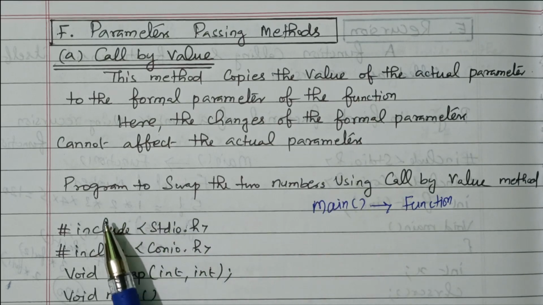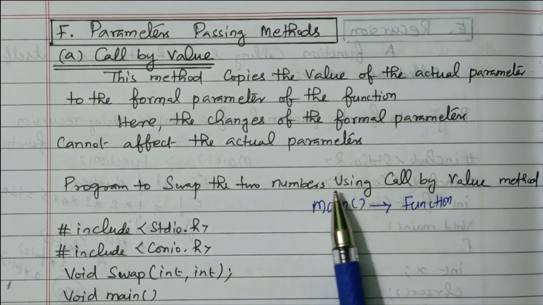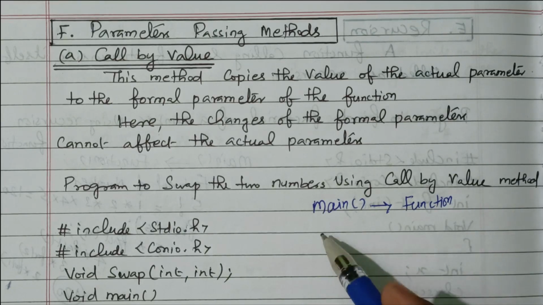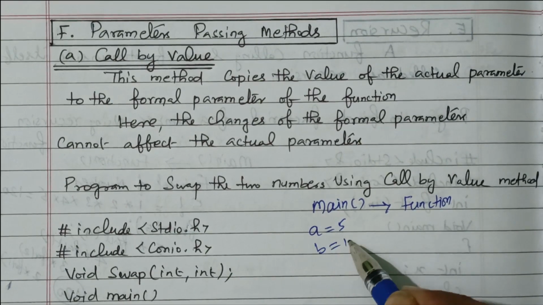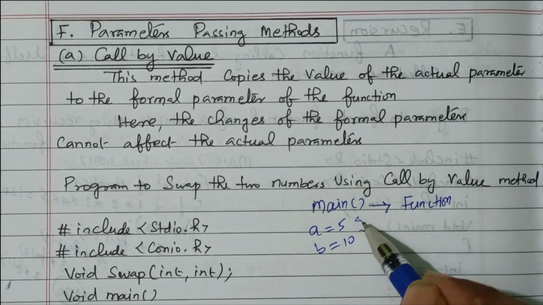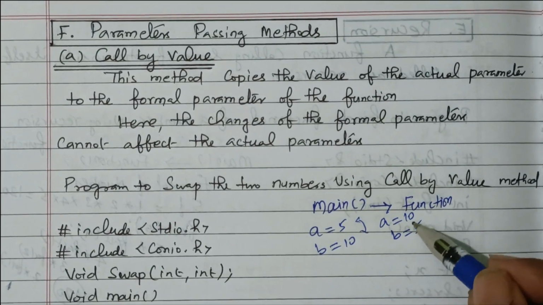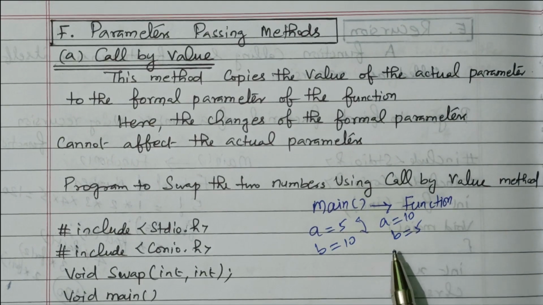Now we'll see an example program, so that it is easy to understand. A program to swap 2 numbers using the call by value method. For example, we have 2 numbers, a equal to 5, b equal to 10. We have to swap these 2 numbers, so that a equal to 10 and b equal to 5. We are just interchanging the values. That is the program we will see using this call by value method.